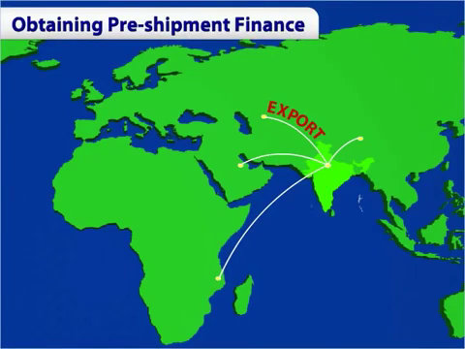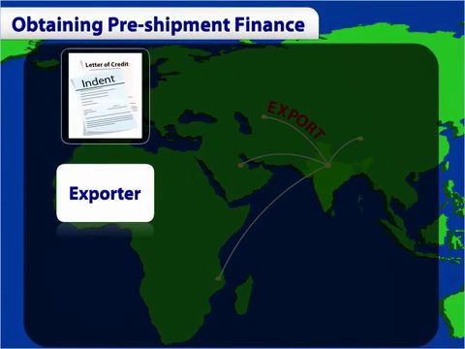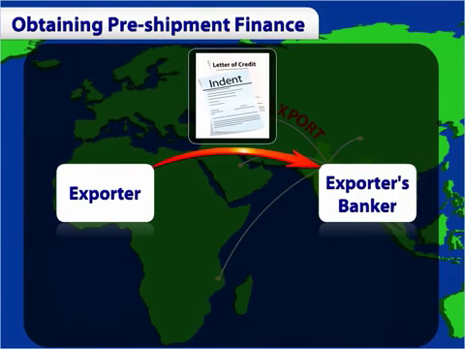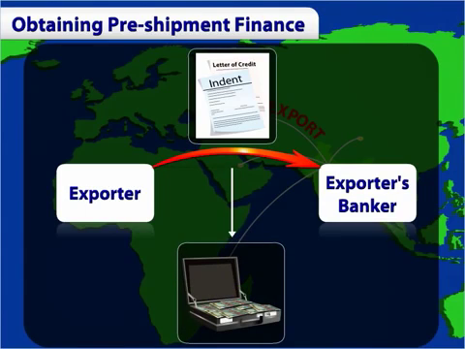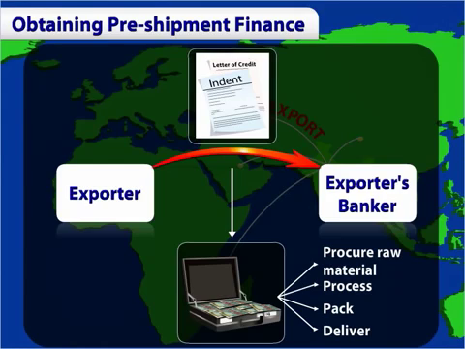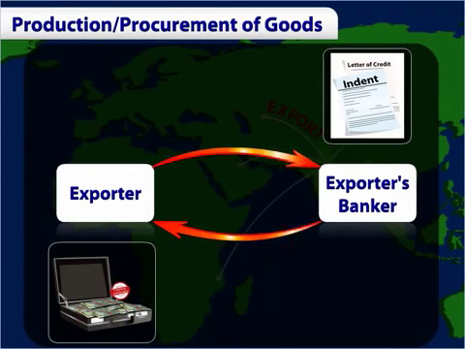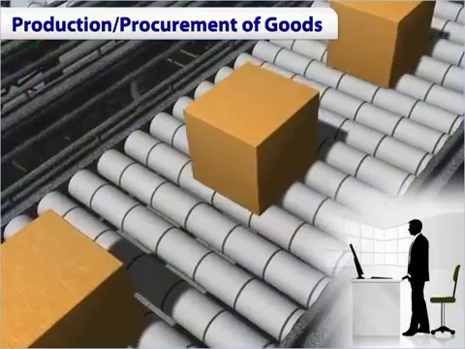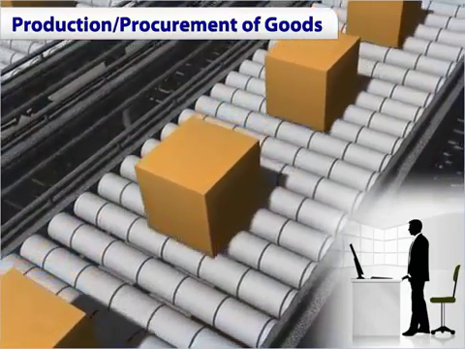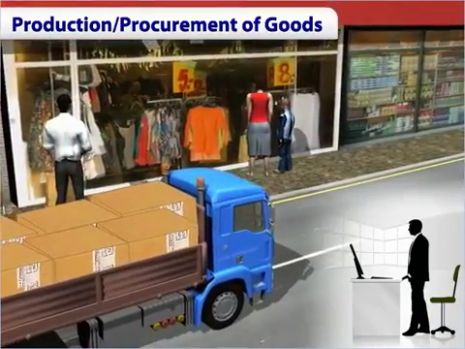Obtaining pre-shipment finance. After receiving a confirmed indent and letter of credit, the exporter approaches his banker for pre-shipment finance so that he can procure raw material, process it, and pack and deliver the goods to the port of shipment. Production or procurement of goods. When the pre-shipment finance is obtained, the exporter either produces the required product himself or buys it from the market for his order.